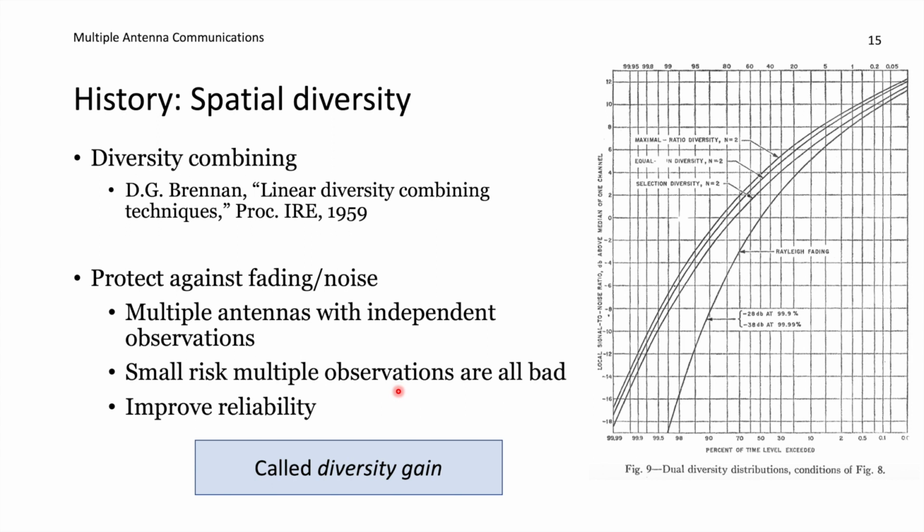There are many types of diversity. You can have a diversity in time by sending the same signal multiple times. You can have a diversity in frequency because the channel might vary over the frequency domain, but this is focused on diversity in the spatial domain by having multiple antennas observing independent realizations of a random channel.